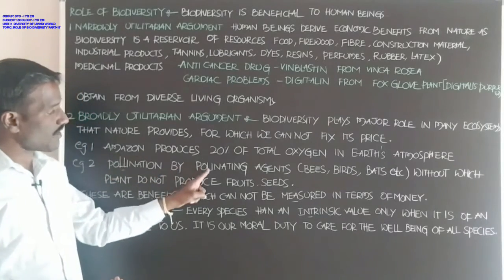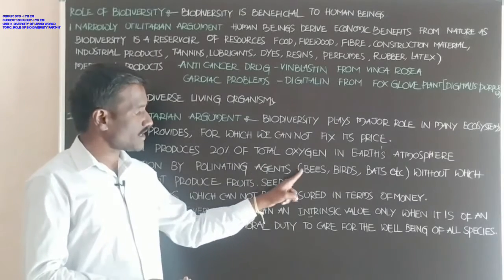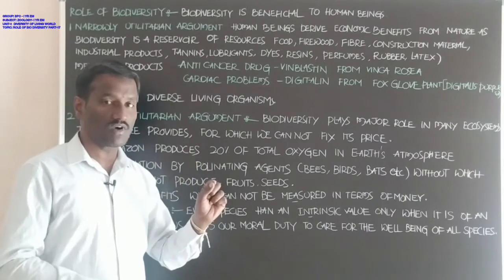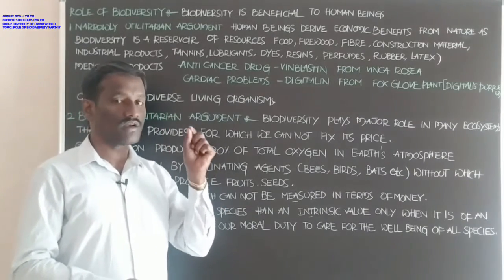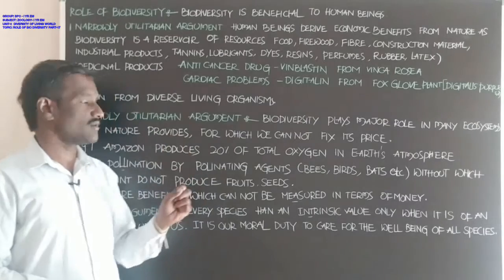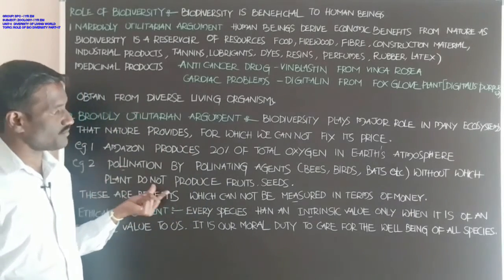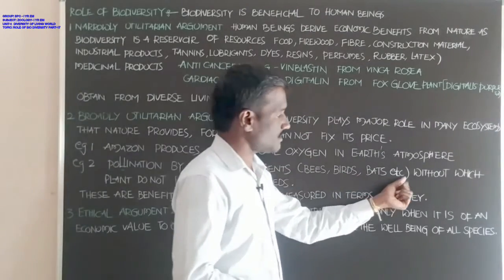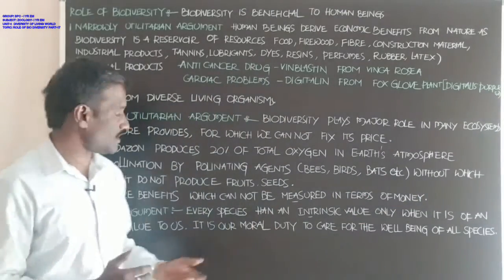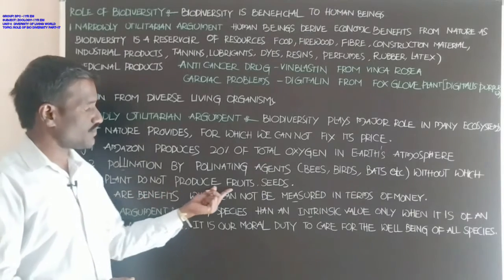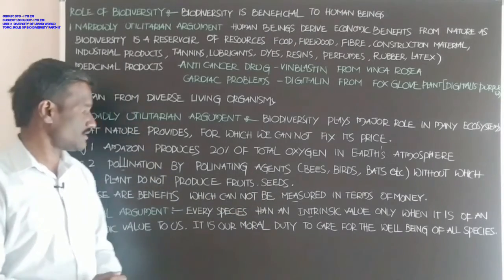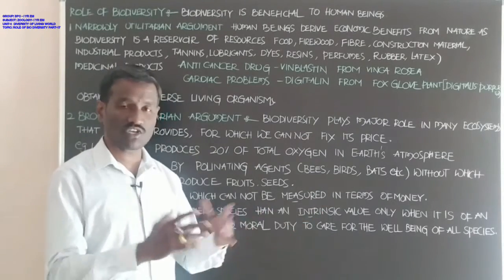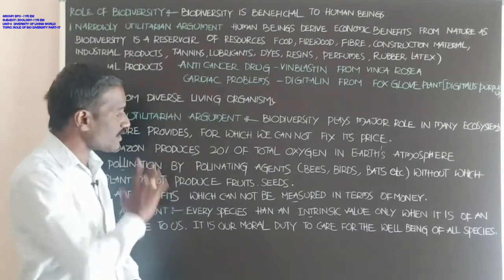Pollination happens through pollinating agents; some animals act as pollinating agents in the process of pollination. These are bees, birds, bats, and so on. Without pollination, plants do not produce fruits and seeds. These are benefits which cannot be measured in terms of money. It is the entire process.